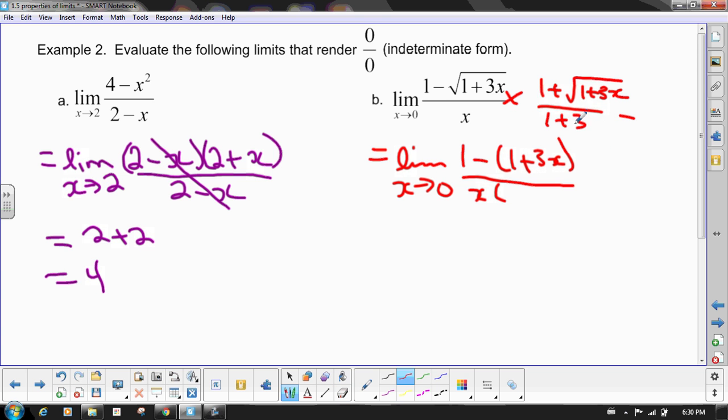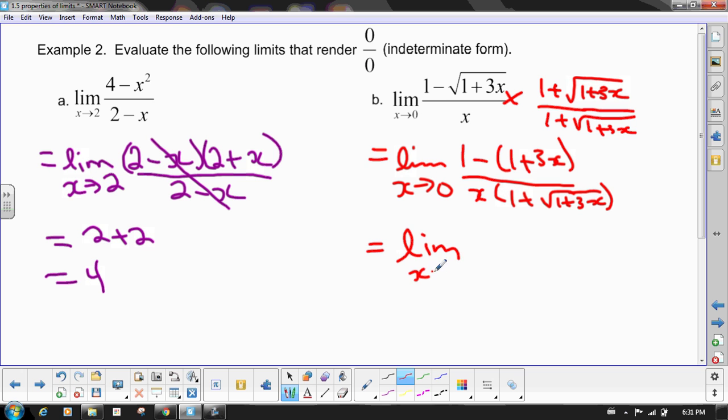So it's 1 plus the square root of 1 plus 3x. And that's what I'm going to have in this bracket. We do not expand, because ultimately we're trying to make the x that we have there cancel.